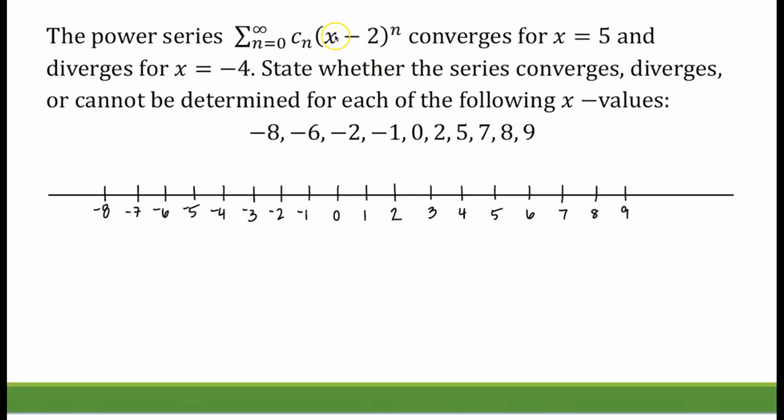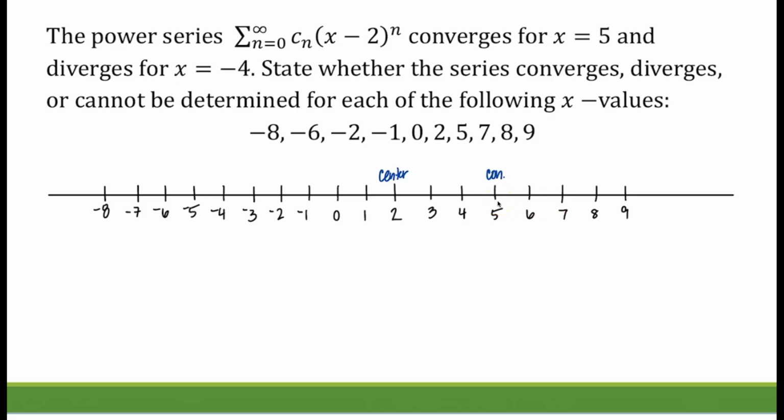Here is our number line with all values marked between -8 and +9. What I want to do is recognize that the power series up here has the quantity x minus 2 raised to the n. So our value of the center can be found by setting this equal to 0. If I set x minus 2 equal to 0, our center is going to be +2. So I'm going to label that value here on my number line. And then our first piece of information is that the power series converges at x equals 5. So I'm going to label that CON for converges.